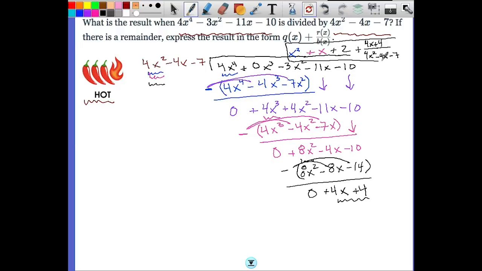And that's it. That's about as hard as they get. Same process. Be careful of a couple things here. Be careful of placeholders. Be careful of how we write our remainder. And we're good to go. Great work today.